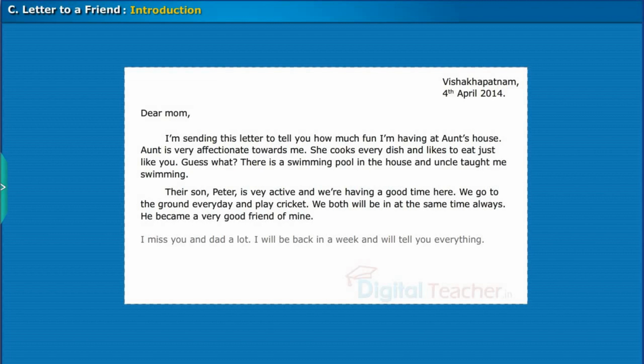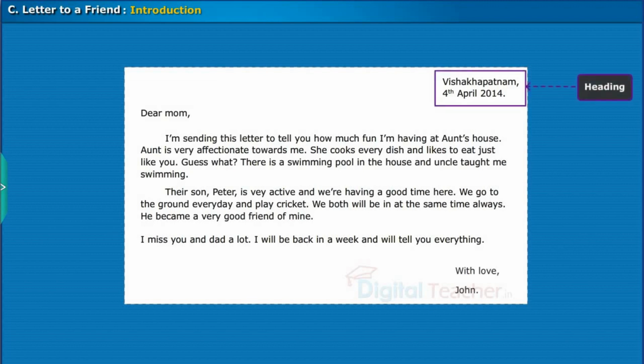We go to the ground every day and play cricket. We both will be in at the same time always. He became a very good friend of mine. I miss you and Dad a lot. I will be back in a week and will tell you everything. With love, John.